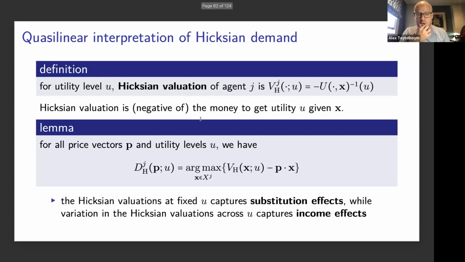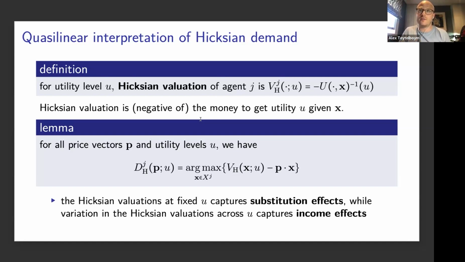Okay, so in the words of economists, what these Hicksian valuations do, and in general what Hicksian demand does, is capture what we call substitution effects. Let me very quickly summarize how economists think about this. In the case when money enters non-linearly into your utility, and you're thinking about what Ravi called a price effect, what happens when the price of a good changes?